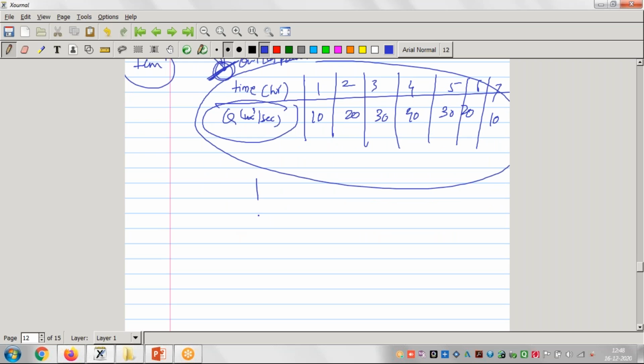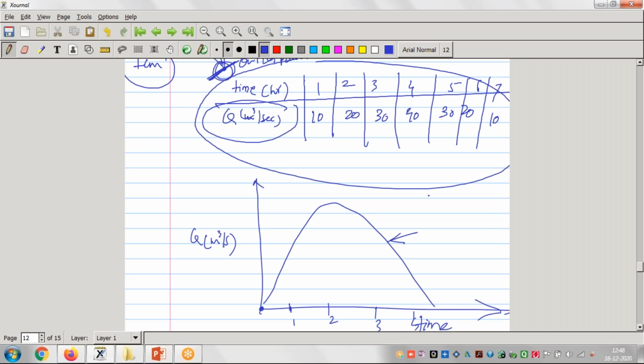So what will we do? We will draw the graph. How will we draw it? We will take time on the x-axis and Q on the y-axis, right? Suppose this is 0 hour, 1 hour, then 2 hour, 3 hour, 4 hour. So one graph will be generated. This graph is because of only 1 centimeter of rainfall, and that graph will be called the unit hydrograph.